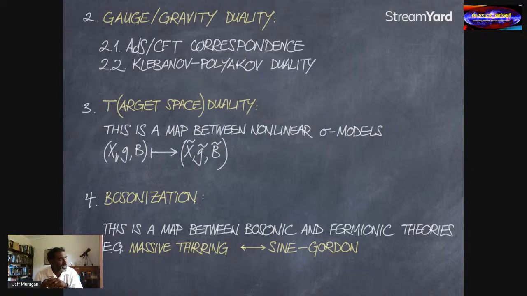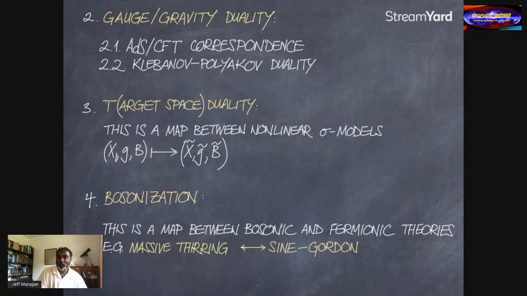And target space duality, T-duality, is one of the cornerstones of our understanding of string theory, for example. But it exists in an even more general sense in field theory. And the fourth example, which is more relevant to this talk, is the idea of bosonization. And bosonization is really just a map between bosonic and fermionic theories. It's not supersymmetric. I'm not saying that there are transformations that exchange bosons and fermions. I'm saying there's a way of rewriting the bosonic theory so that it looks fermionic.